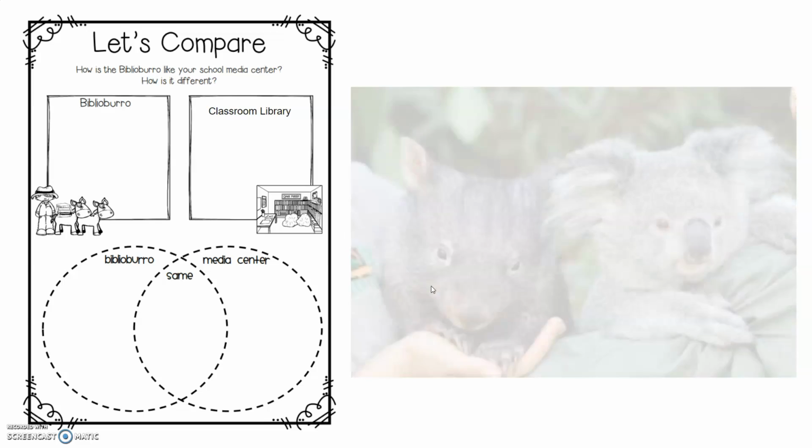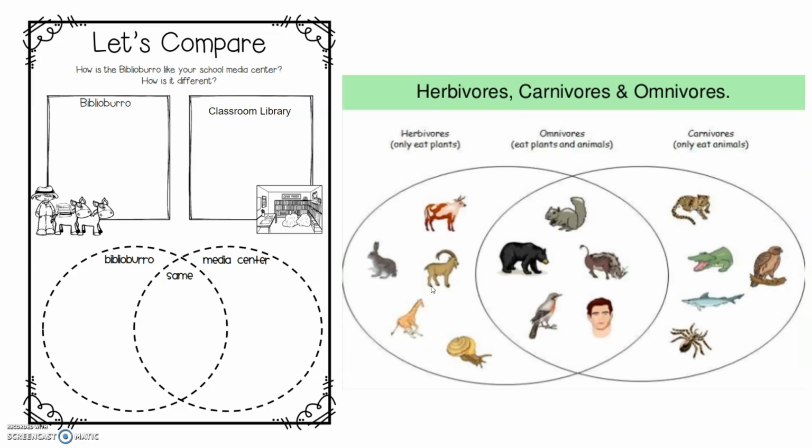We also compared herbivores, carnivores, and omnivores. Herbivores only eat plants. Carnivores only eat animals. But then there's some animals that eat both, and those are omnivores. So you see the similar circle. We've done it a couple of times.